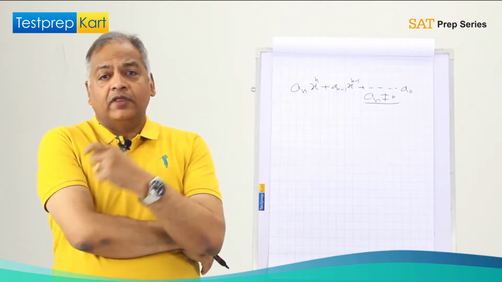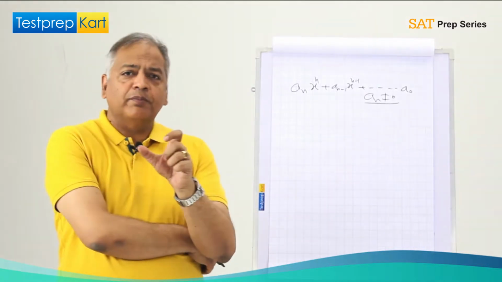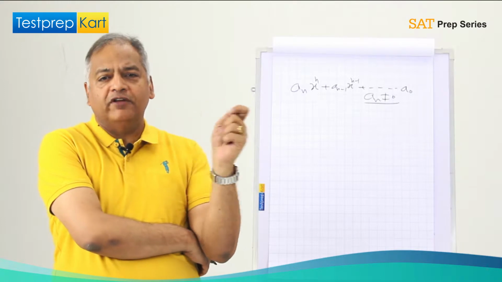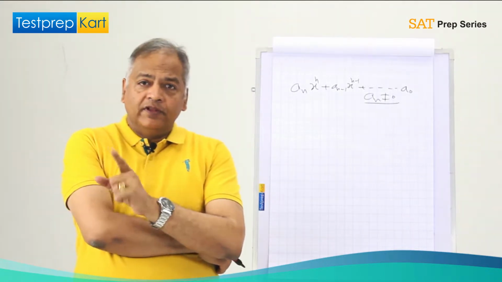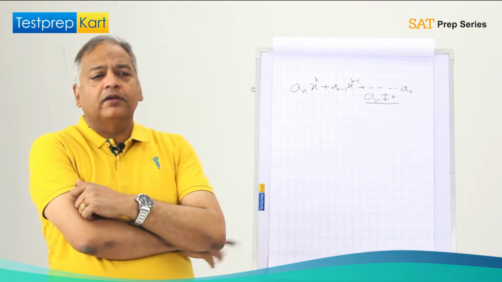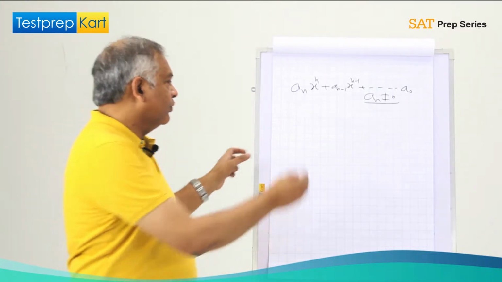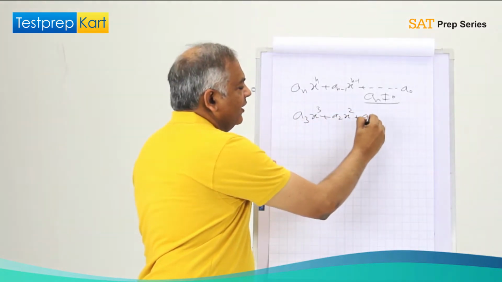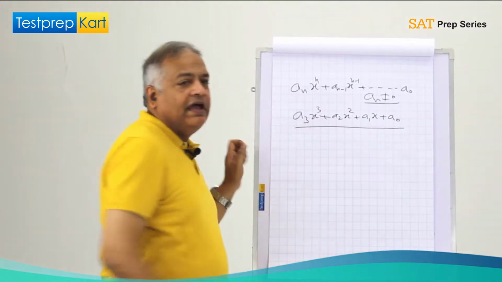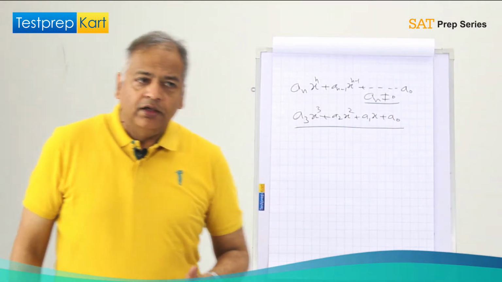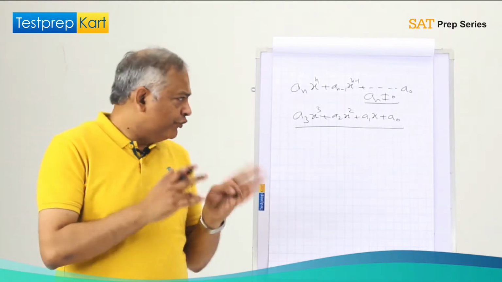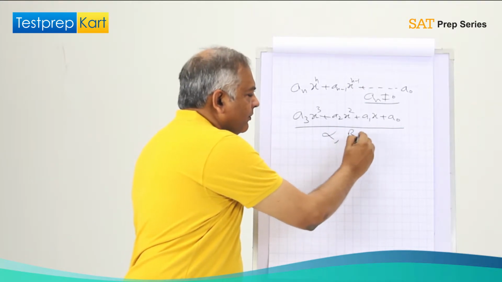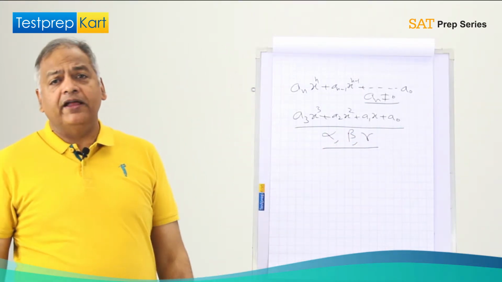Now, the next question is how to find a relationship between the roots of a polynomial and the coefficients, which I have represented by a naught, a1, a2 and an. Let's take a particular example, a polynomial of degree 3 only: a3 x cube plus a2 x square plus a1 x plus a naught. What is the relationship of these coefficients and the roots, or zeros, of this polynomial? Let's take these roots as alpha, beta, gamma.